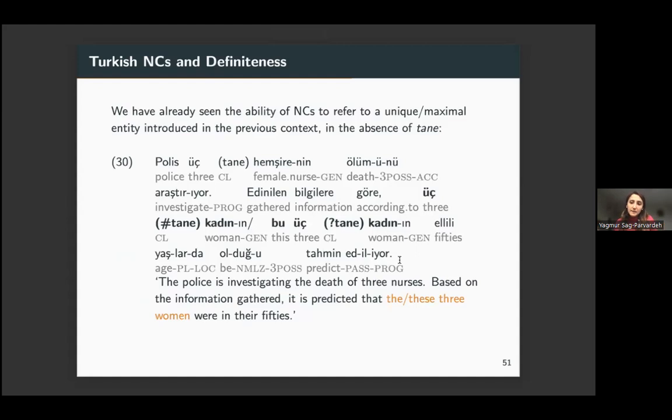Now let's go back to this definiteness puzzle, the distinction in terms of definiteness. We already saw this example at the beginning. What I showed you here is that in the absence of Tane, I could use üç kadın to refer to the 3 nurses that were killed, which I mentioned in the previous sentence. But if I want to use Tane, then I would have to use a demonstrative in that case, despite it being slightly dispreferred over the absence of Tane.